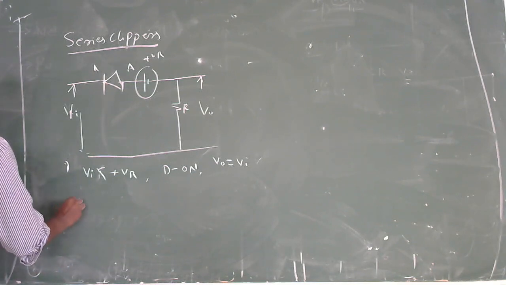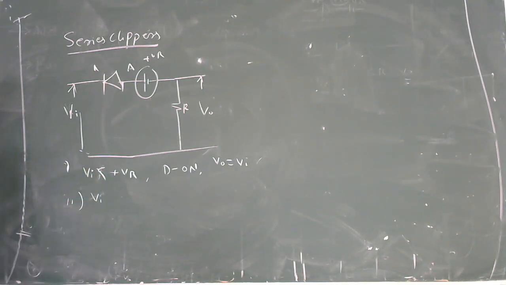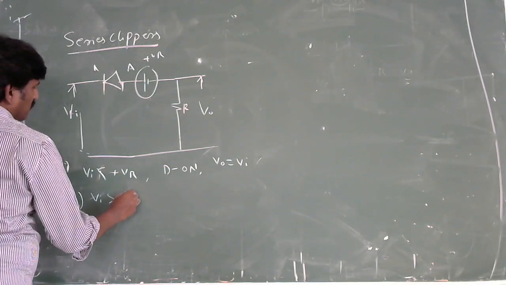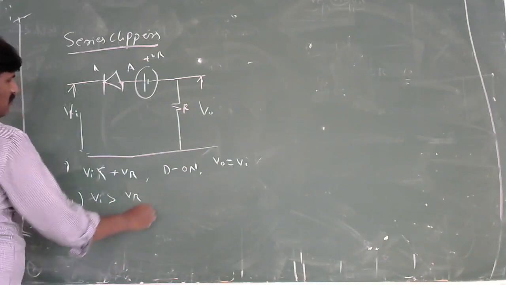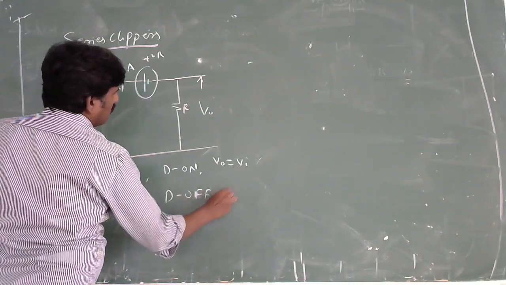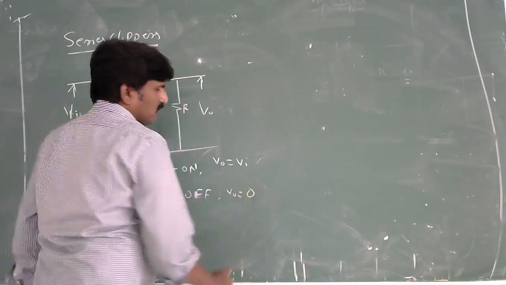Then, suppose Vi is greater than VR, the diode will be off. What is Vo? Vo is equal to 0.